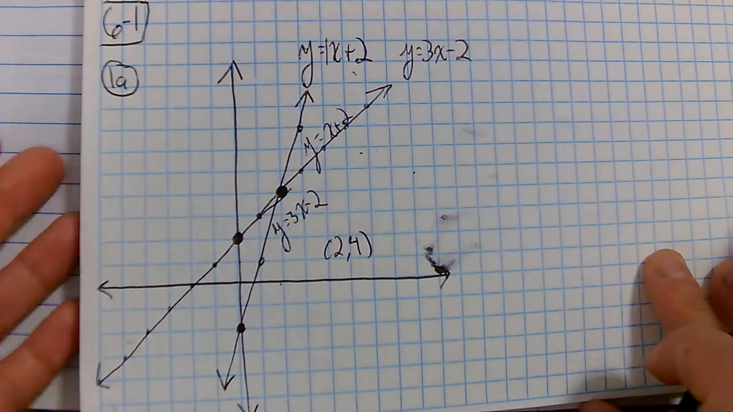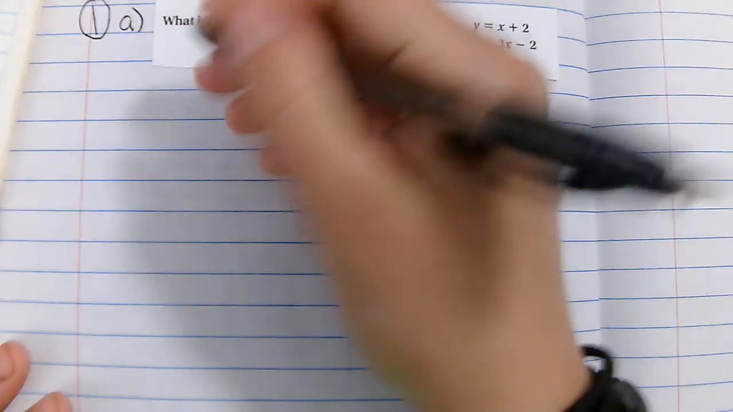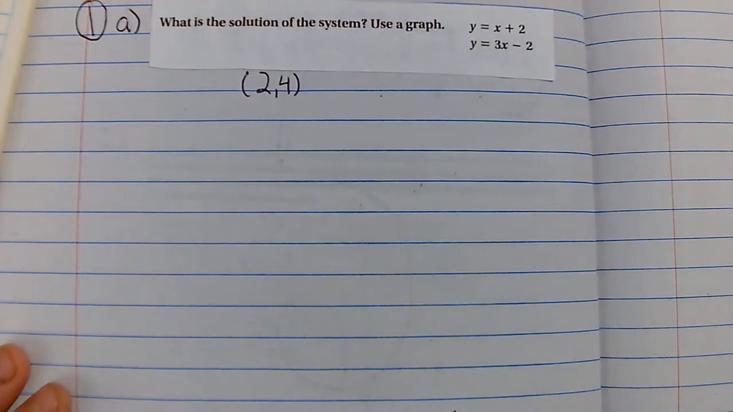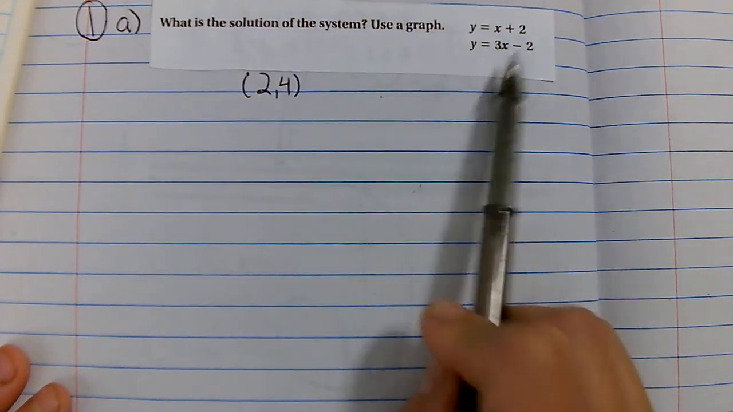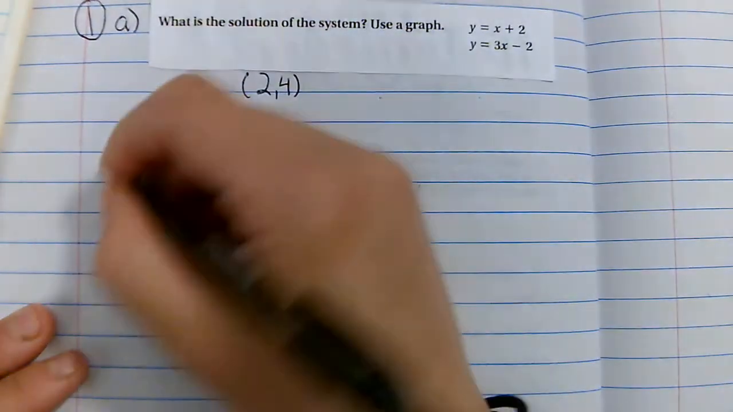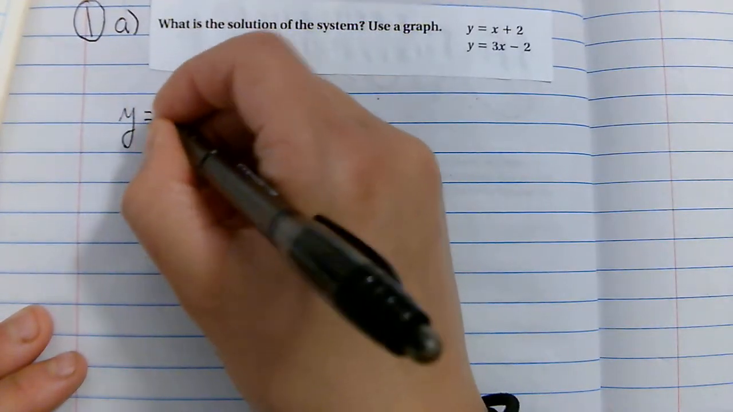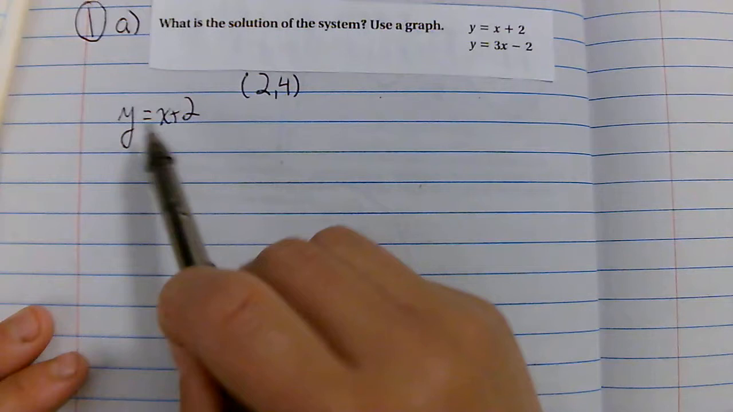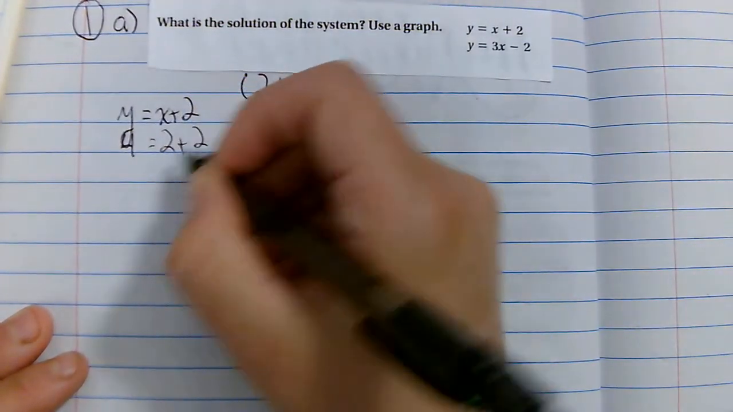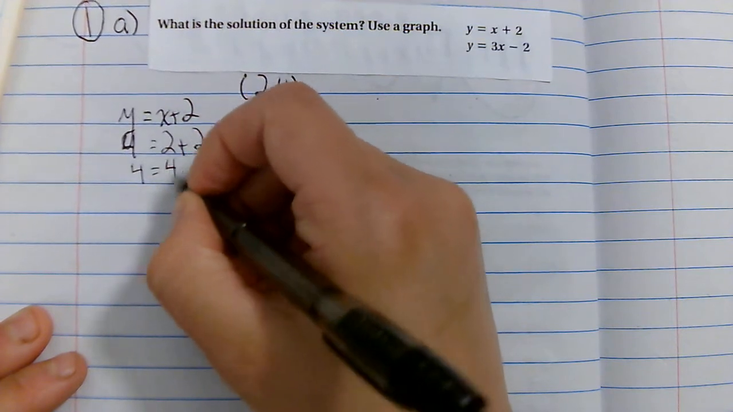How do I do that? I'm going to pop back over here into my notebook. I found that the solution, at least I think so, is (2, 4). And what I'm going to do is plug these into each of these equations and see if it makes sense. So I have y equals x plus 2. So instead of y and x, I'm going to put the values I had. 4 equals 2 plus 2. 4 equals 4. Yep, that works.